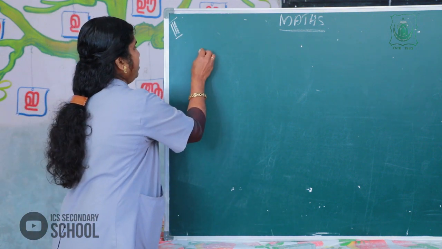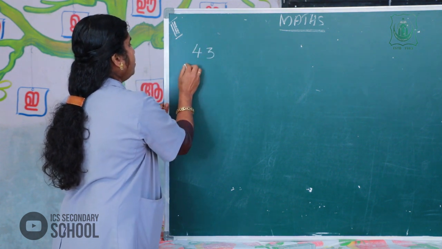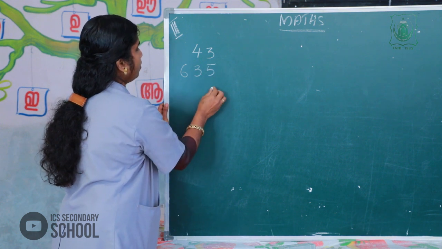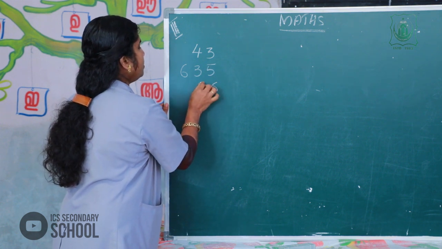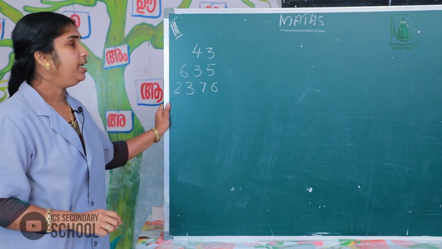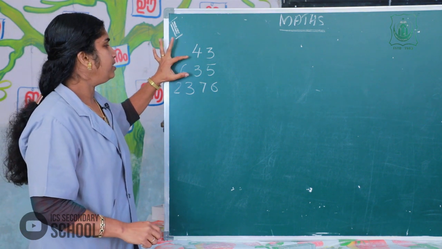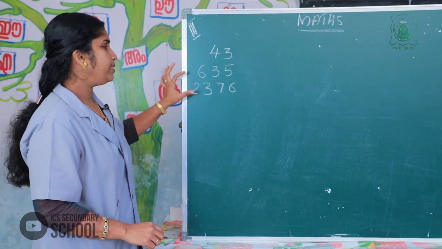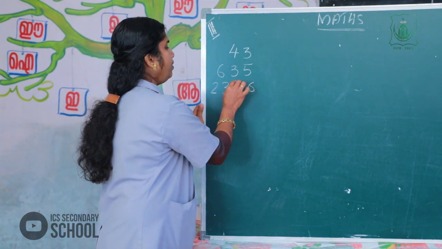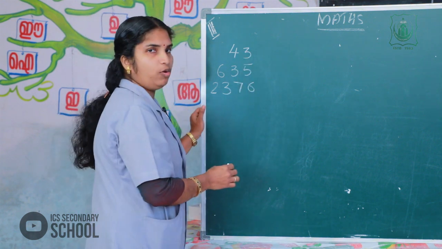Let's consider 3 numbers: 43, 635, 2376. Here we get 3 numbers: 43, 635, 2376.